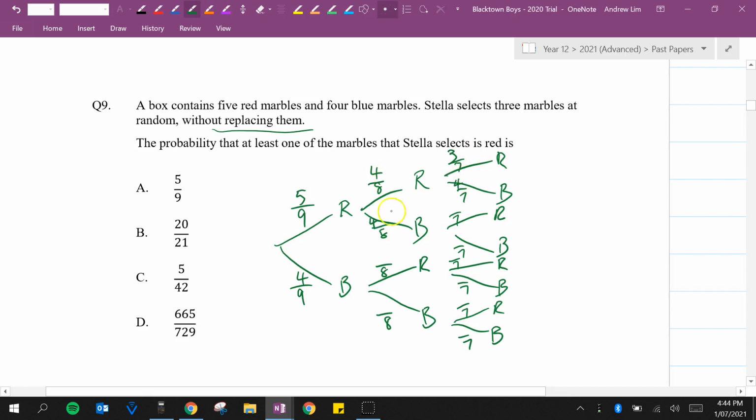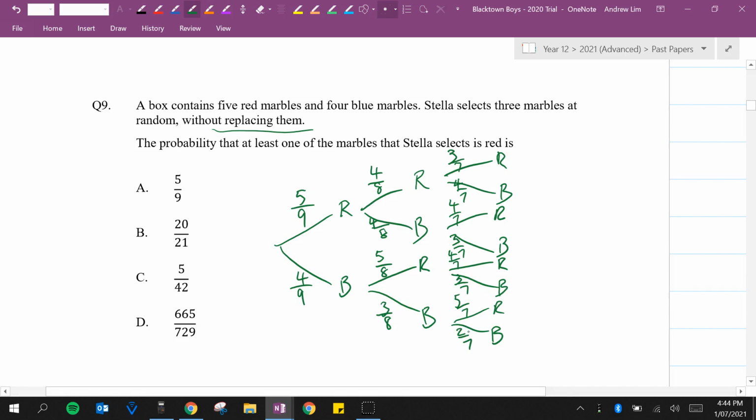One way to do this pretty easily is every time a branch is split into 2 branches or more, they will always add up to 1. So 4 over 8 plus 4 over 8 is 1. 3 over 7 plus 4 over 7 equals 1. So here we've got 4 red left, because we've already picked one for the first time. So this has to be a 3 here. This one is 5 red and only 3 blue. 4, 3, 5, and 2.